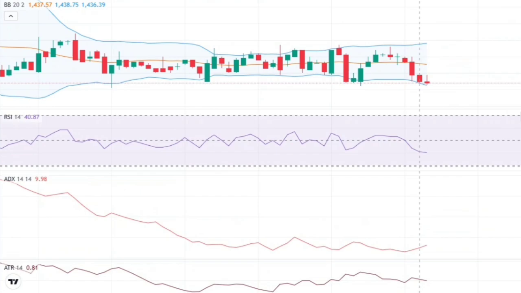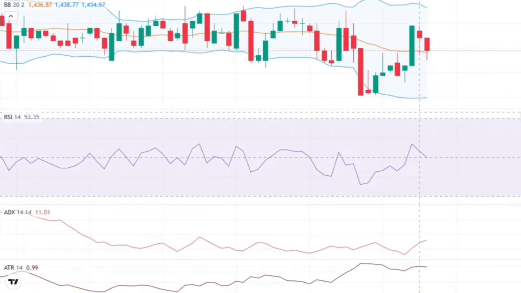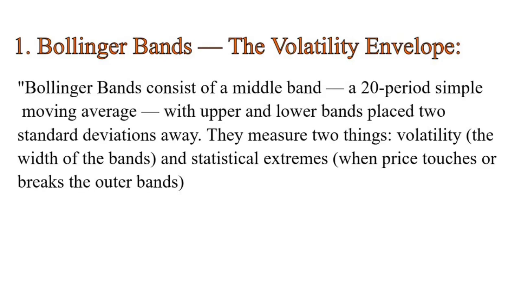Let's start with the foundation, understanding what each of these indicators actually measures. Because if you don't know what they're telling you, you're just guessing. 1. Bollinger Bands, the volatility envelope.